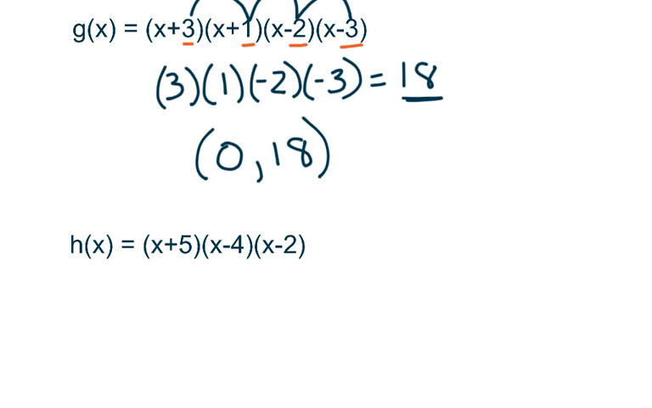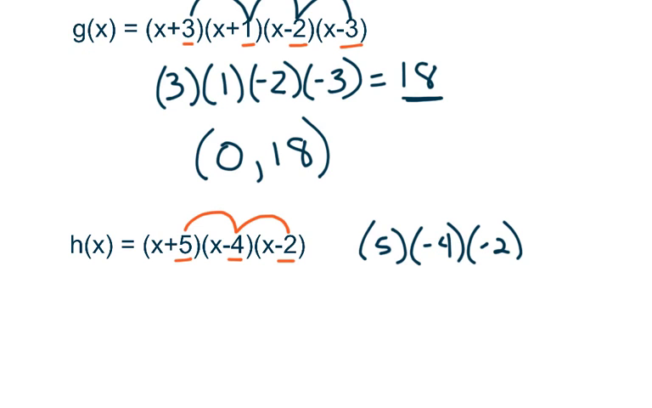H of x equals (x + 5)(x - 4)(x - 2). And again, since we are distributing those numbers still inside those parentheses, we are going to do a positive 5 times a negative 4 times a negative 2, which gives us positive 40. So my y-intercept is (0, 40).